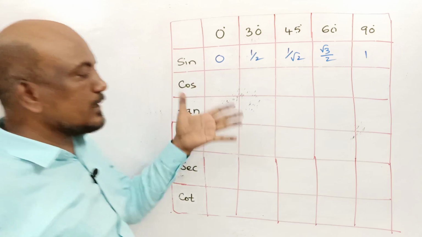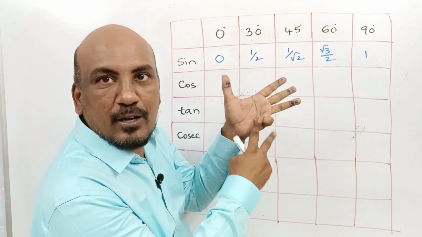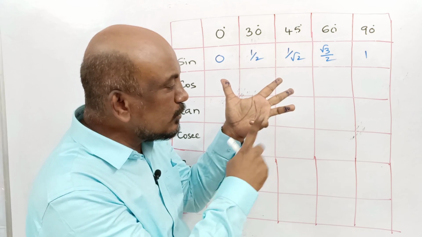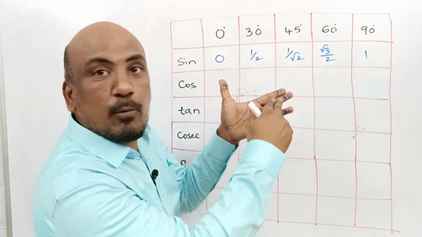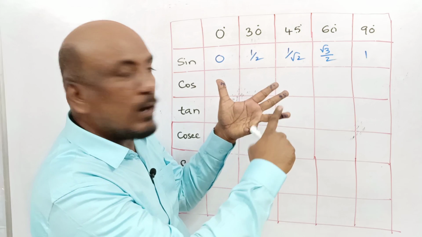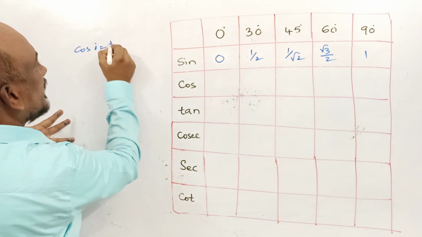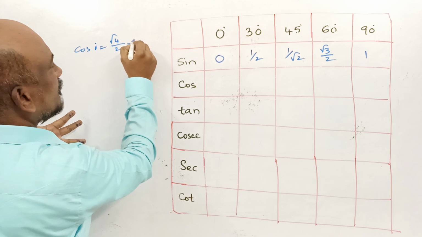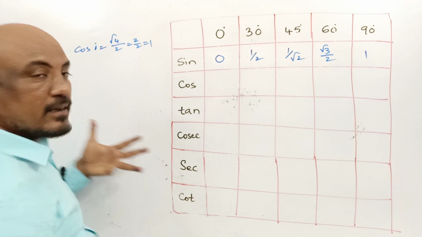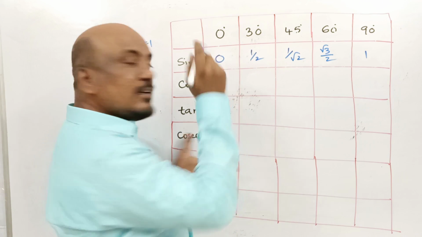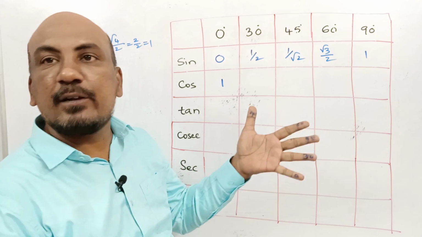So now cos 0. In the same way, you close this finger for cos 0. When you close this, how many fingers are there above this one? Above this closed one? 1, 2, 3, 4. So cos 0 is going to be under root of 4 by 2, which is nothing but 2 by 2, which is 1. So cos 0 is how much, beta? 1.